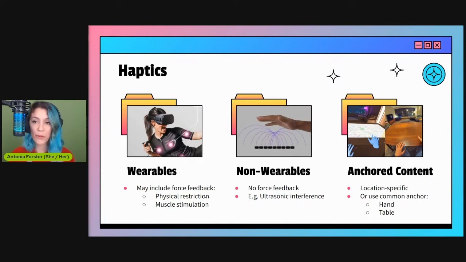Once you decide how your user will experience sight and sound, another consideration is whether you want to use the sense of touch. This could be as simple as a controller rumbling, or something more complex, like wearable gloves or vests, non-wearables, like an ultrasonic array, which uses constructive interference, or simply lining up content to real objects, like a table, or the user's arm, or a whole apartment.